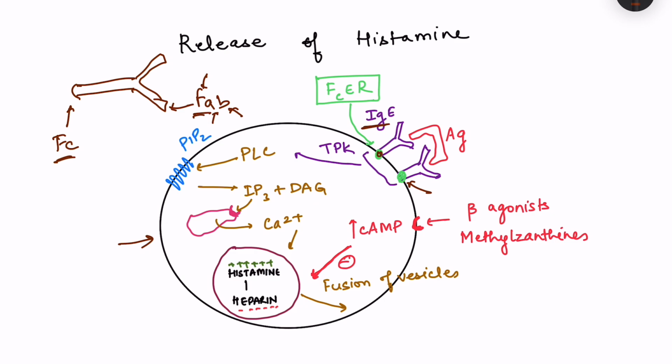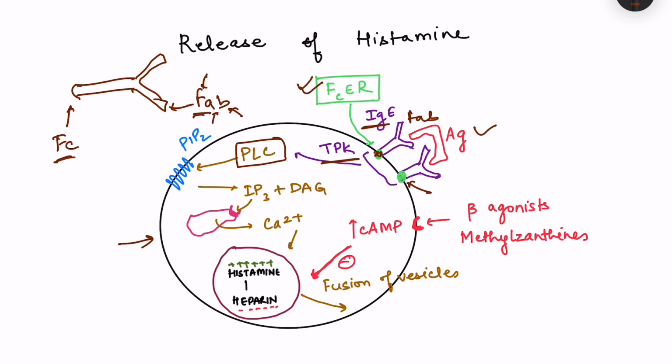Now, in the second exposure to the antigen, so the first exposure is causing the binding of the antibody to the mast cell membrane, but if there is second exposure to the antigen, now this antigen binds with the FAB fragment, the antigen binding region of the IgE antibody, and this causes activation of this receptor. So this receptor is a tyrosine protein kinase receptor, and on activation it leads to activation of the enzyme phospholipase C.